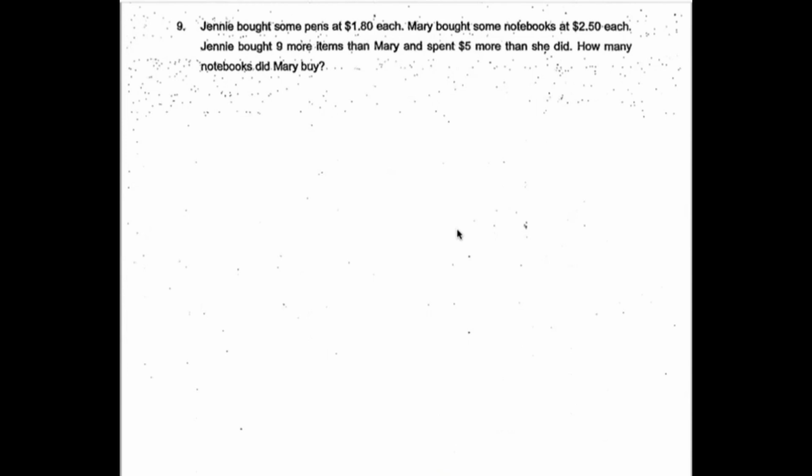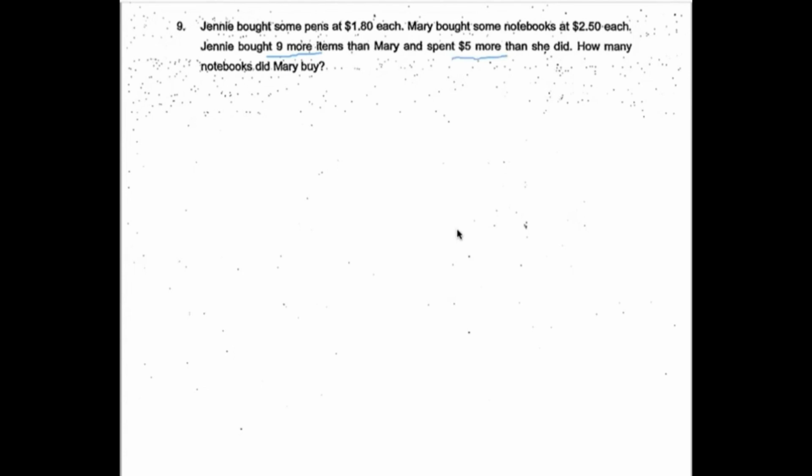So Jenny bought some pens at 180 each. Mary bought some notebooks at 250 each. Jenny bought 9 more items than Mary and spent $5 more than she did. So there are 2 total differences. One is the quantity total difference of 9 more, and one is the value total difference of $5 more. So we need to do 2 models.